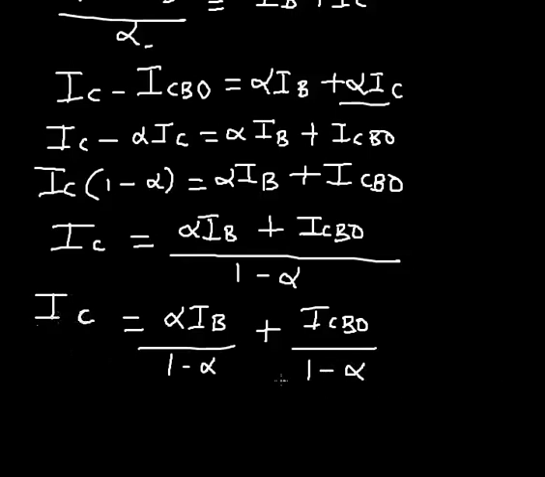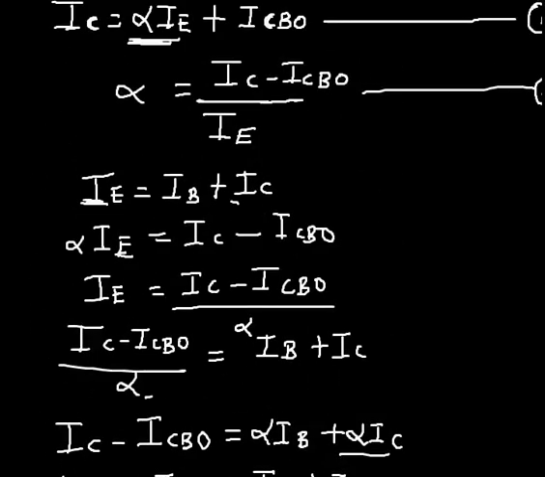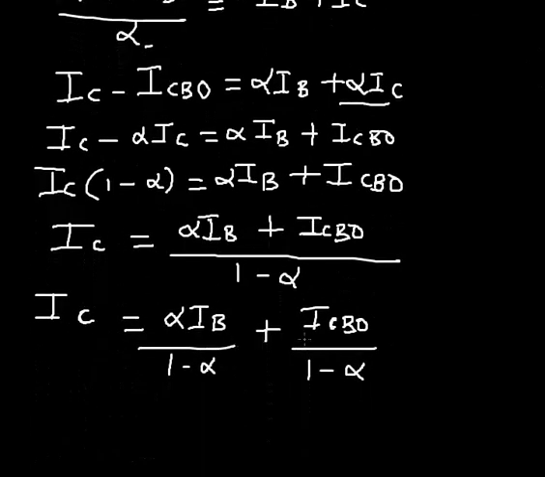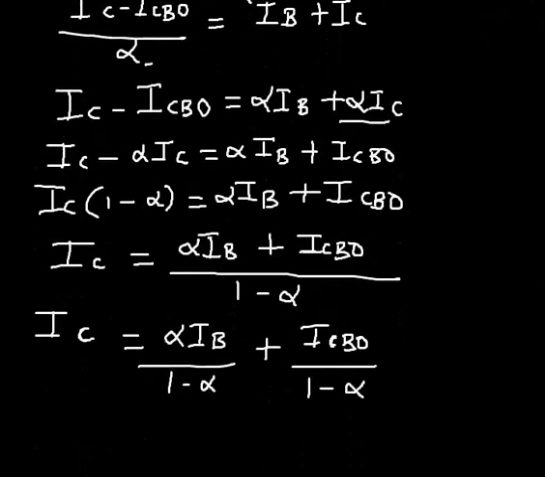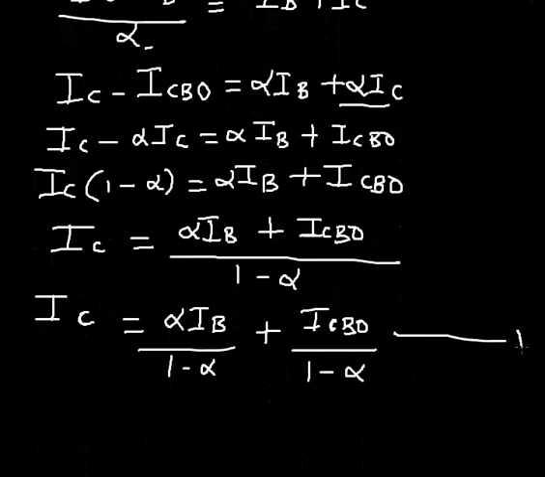This is the relationship between my collector current and the leakage current of an open emitter in a common base configuration of the circuits that we have already seen. Just take this down as a formula. Then we are going to look at how to express leakage current in a common emitter configuration, and that will be in the next video.